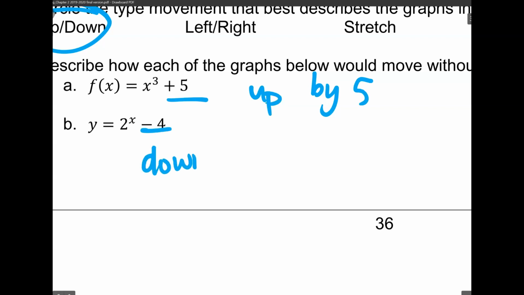You don't even know what 2 to the x looks like, but you know what it will look like, how it's being shifted. Is that on the most recent one? I can't really tell that it's down.